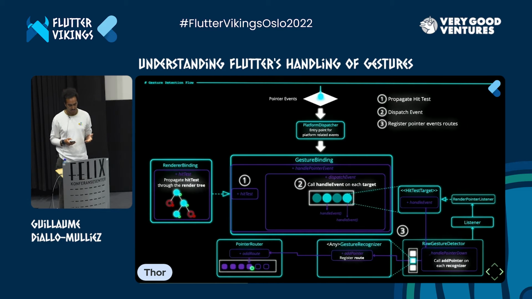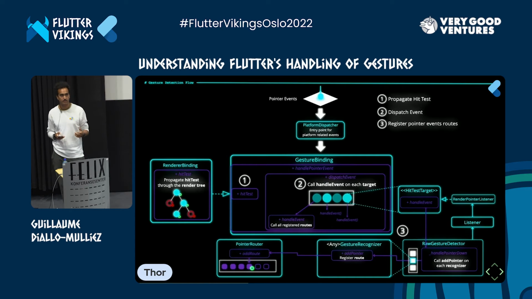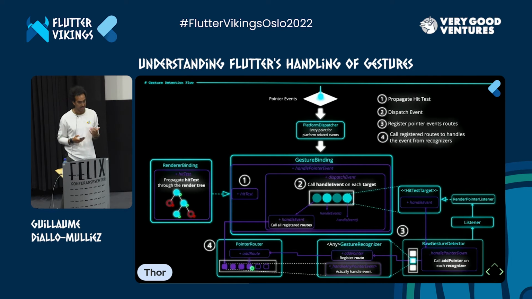And when that happens, when you move on the screen and you get the next pointer move event, for example, then inside the dispatch method, we call one particular handle event method, and that's the one implemented by the gesture binding itself. This one will go through the pointer router, find the method registered earlier at the beginning of the gesture, and call the registered method. At that point, the gesture recognizer is called back with the registered method and can actually do some stuff and handle the event.